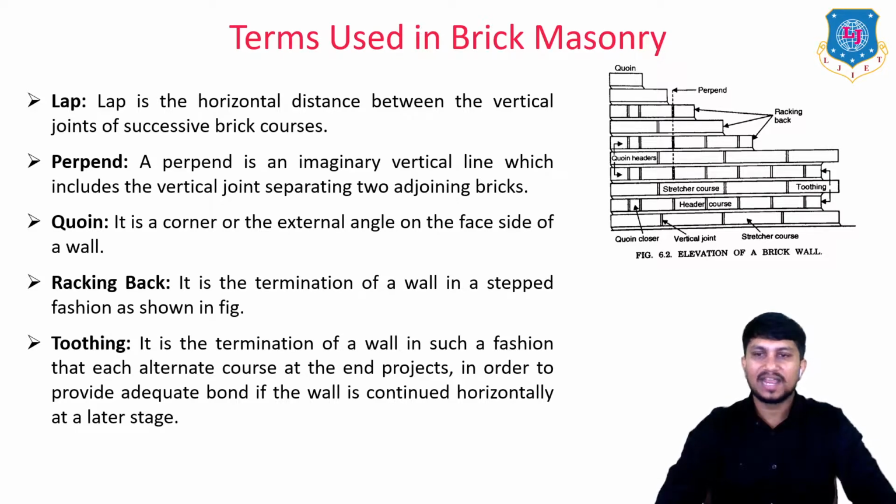The next is racking back. It is a termination of wall in a step fashion as shown in this figure. This portion is called as racking back. Next is toothing. It is a termination of wall in such a fashion that each alternate course at end projects in order to provide adequate bond if the wall is continued horizontally at later stage. This is called as toothing.